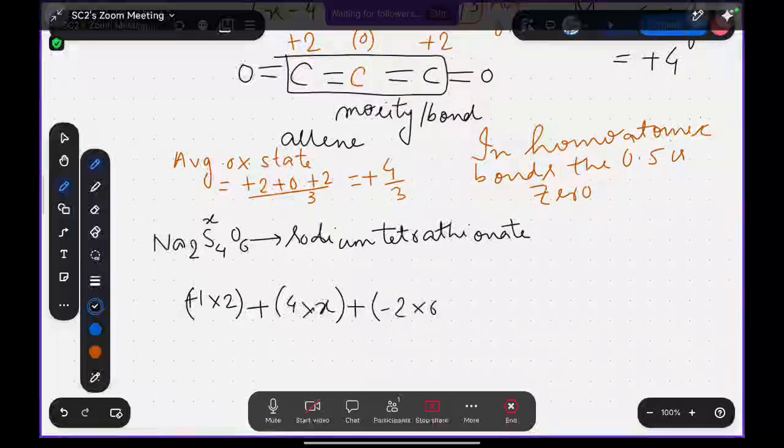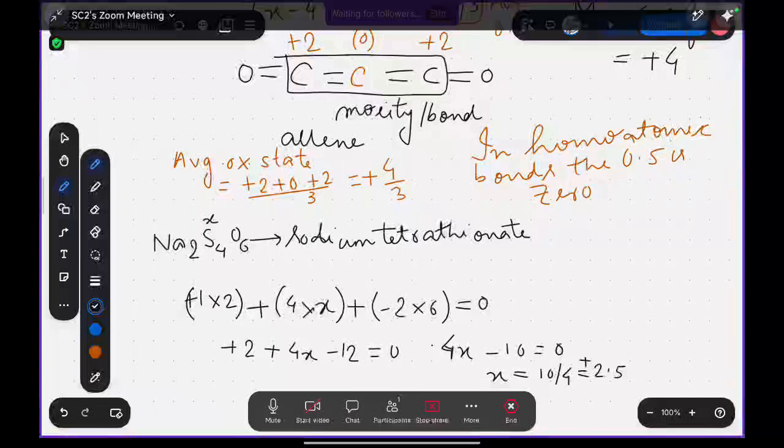-2 into 6 is equal to 0. That means +2 plus 4x minus 12 is equal to 0. So 4x minus 10 is equal to 0. So x comes to be 10/4, or we can also say it is 2.5. The oxidation state of sulfur in sodium tetrathionate is +2.5.